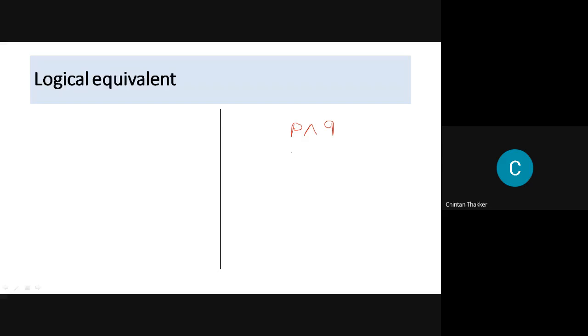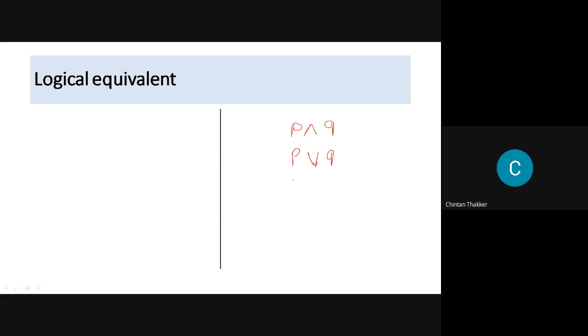Then we have the disjunction, that is P or Q. It is read as P or Q, denoted this way. And the disjunction is false only if both are false. If any one is true or both are true, then the disjunction is true.